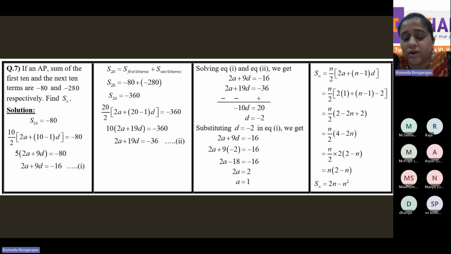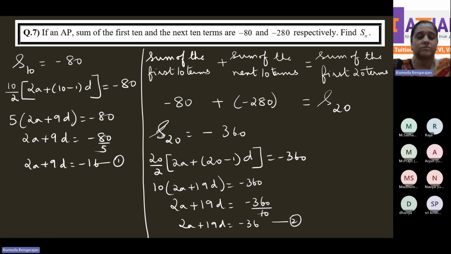So we got 2n minus n square, children. Yes, ma'am. Very good. See, we understood till here, constructing the two equations.